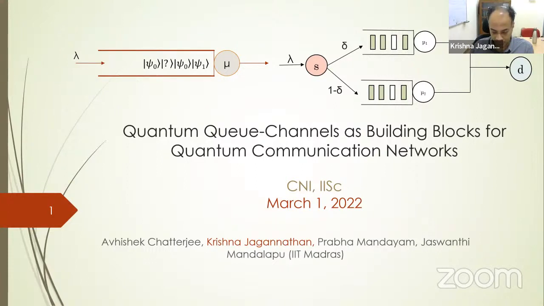Today's talk is by Professor Krishna Jagannathan, and he will be speaking on quantum Q channels as building blocks for quantum communication networks. Professor Krishna Jagannathan obtained his BTech in Electrical Engineering from IIT Madras in 2004 and the SM and PhD degrees in Electrical Engineering and Computer Science from the Massachusetts Institute of Technology in 2006 and 2010 respectively. During 2010 to 2011, he was a visiting postdoctoral scholar in computing and mathematical science at Caltech and an off-campus postdoctoral fellow at MIT. Since November 2011, he has been with the Department of Electrical Engineering, IIT Madras, where he is currently an associate professor.